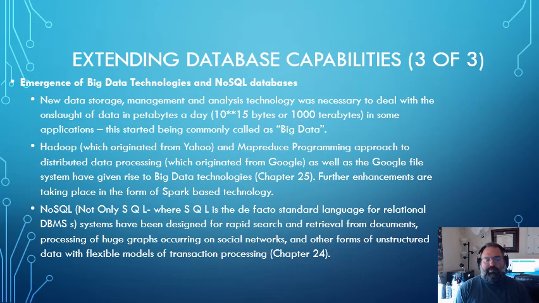And then it was taken to another level with the advent of Spark-based technologies. Spark relied on memory-based computation in a distributed fashion to do things roughly 100 times faster than MapReduce.